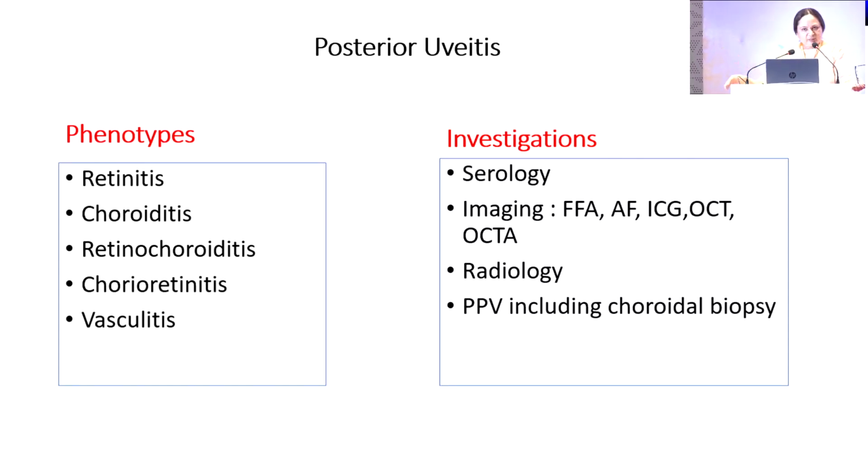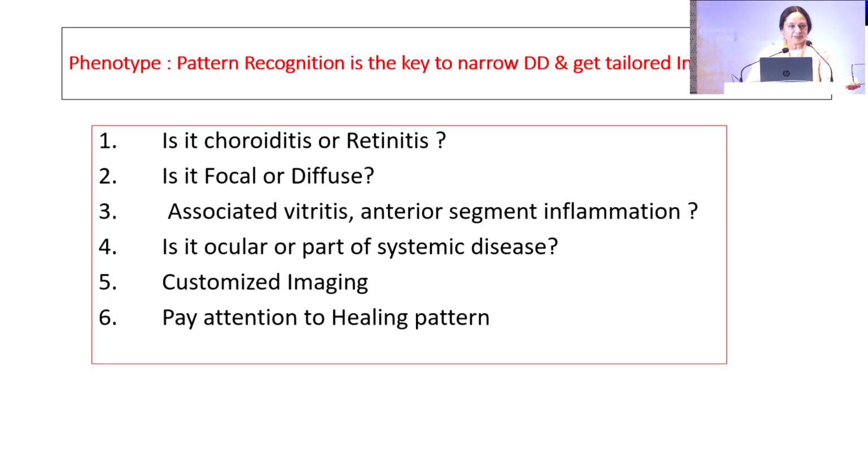The second step, where you get confused, is what to order. Please remember, there is absolutely no role of serology in posterior uveitis except for syphilis and HIV. The rest of the serologies have no role to play. Imaging has come up in a very big way, and it does help us in recognizing the etiologies. Radiology in select cases, and of course biopsies in very extreme and difficult cases.